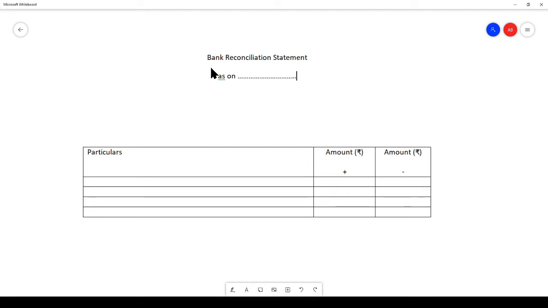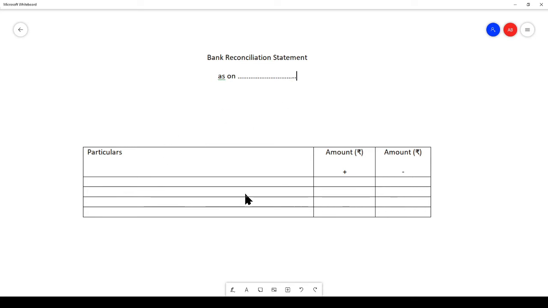The heading for preparing the BRS, we are going to write the head as Bank Reconciliation Statement as on, and then we will put the date. As we already know that BRS is prepared on a particular date, so we are going to mention the date on which the BRS is being prepared here.